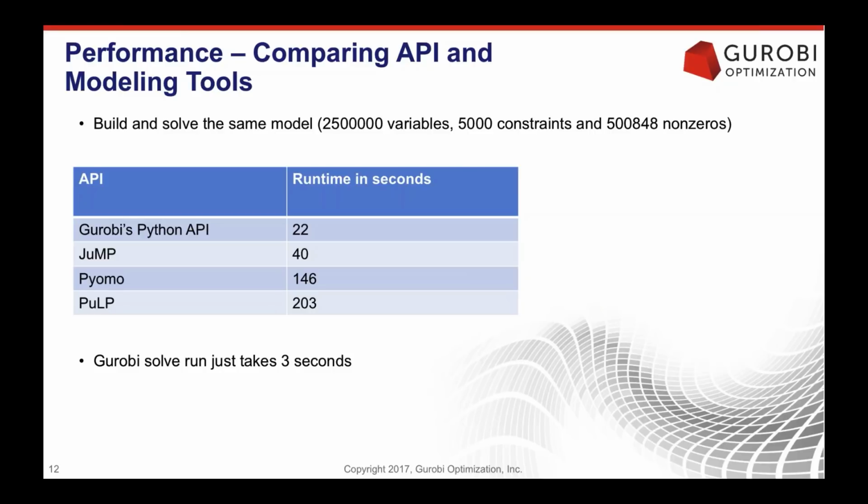In Julia, it took 40 seconds. With Pyomo, it needed 146 seconds. And in PuLP, we needed 203 seconds. And just to show you the optimization run, the actual solving of the problem, for all of these 4 runs, Gurobi just took 3 seconds, and we used Gurobi to solve it in all of these 4 programs. So you can see here that using one of these open source modeling frameworks can actually take a lot of time when it comes to building large models.